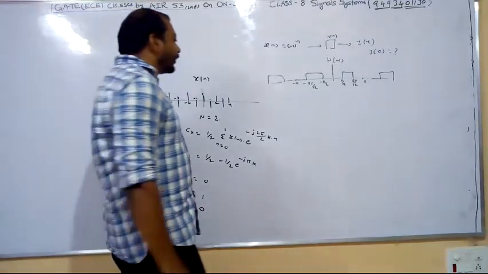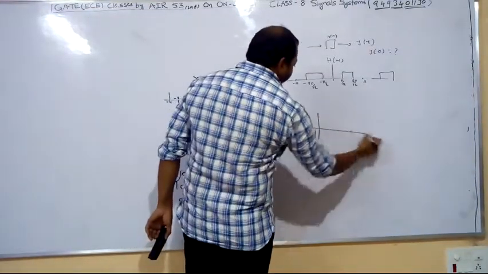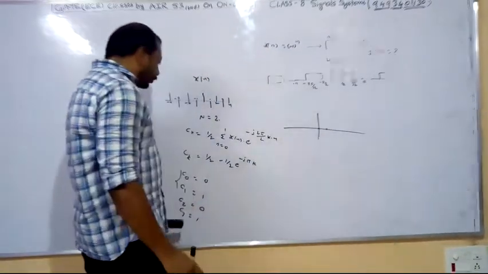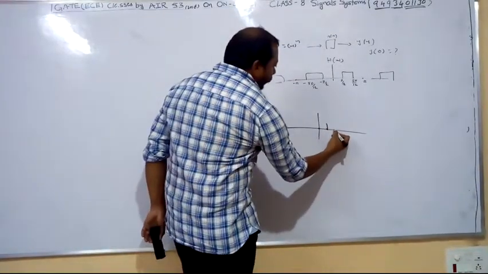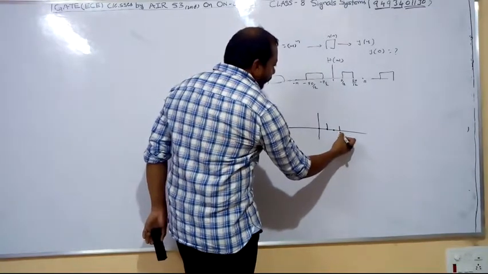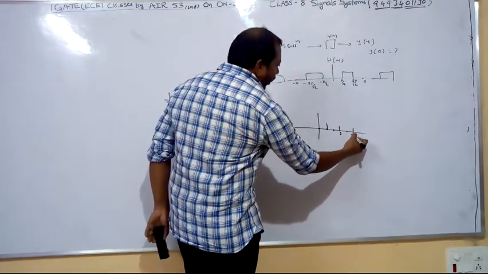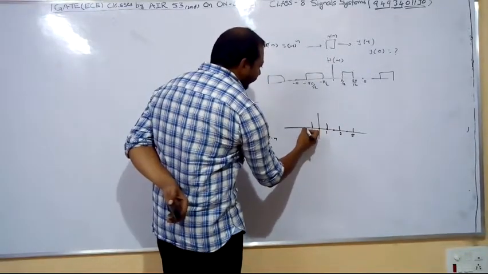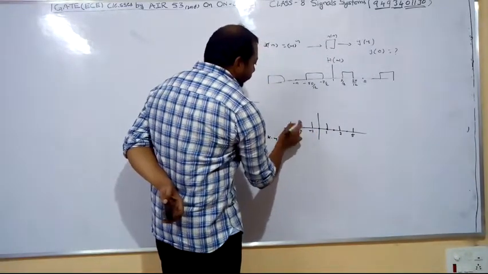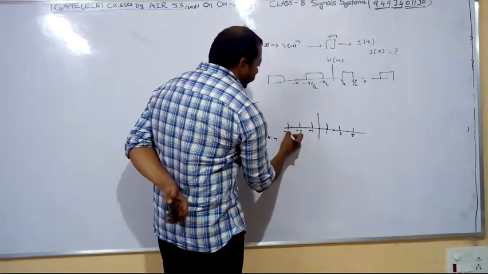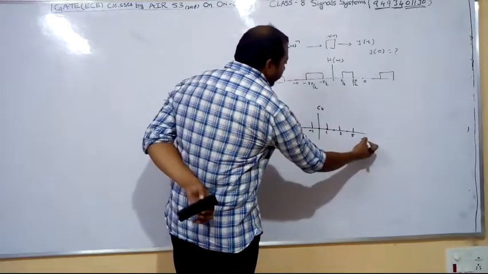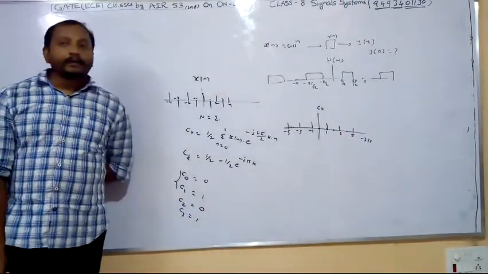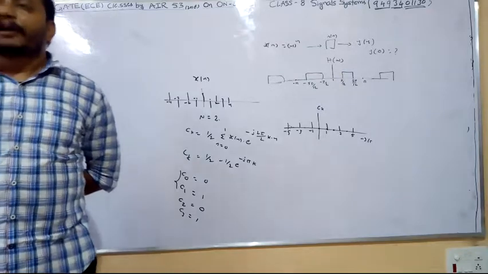So the corresponding ck is extending like this. For k equal to 0 this value is 0, for k equal to 1 this value is 1, for k equal to 2 this value is 0, for k equal to 3 this is 1, and so on. It only exists at the odd harmonics, only at the odd values of k: minus 1, minus 3, minus 5. This is your ck value corresponding to k. So ck exists only at k equal to 1, 3, 5. What are the corresponding frequency components?